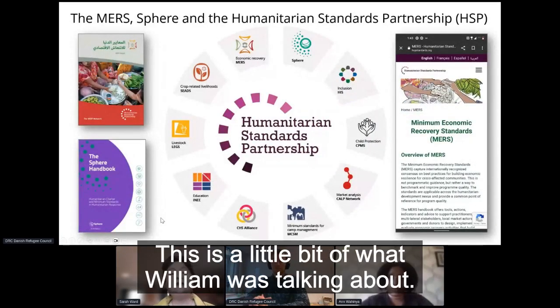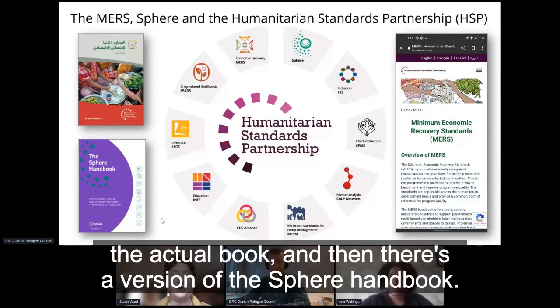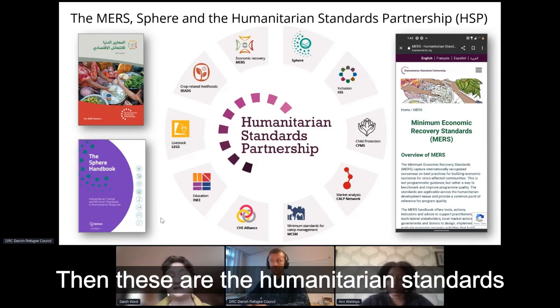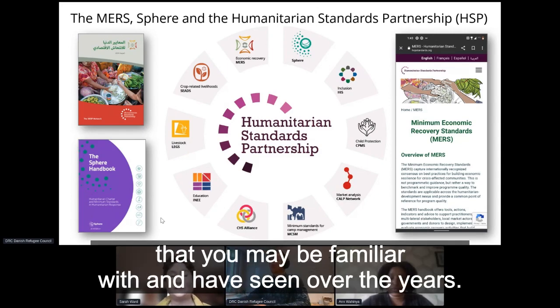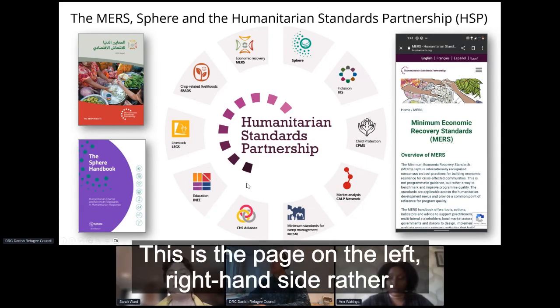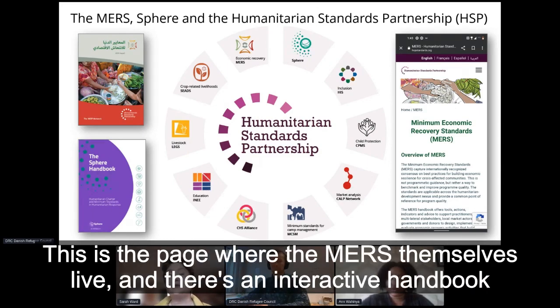There it is. And this is a little bit of what William was talking about. You'll see a version of the MERS, the actual book, and then there's a version of the Sphere Handbook. And then these are the humanitarian standards that you may be familiar with and have seen over the years. And this is the page on the right-hand side. This is the page where the MERS themselves live.